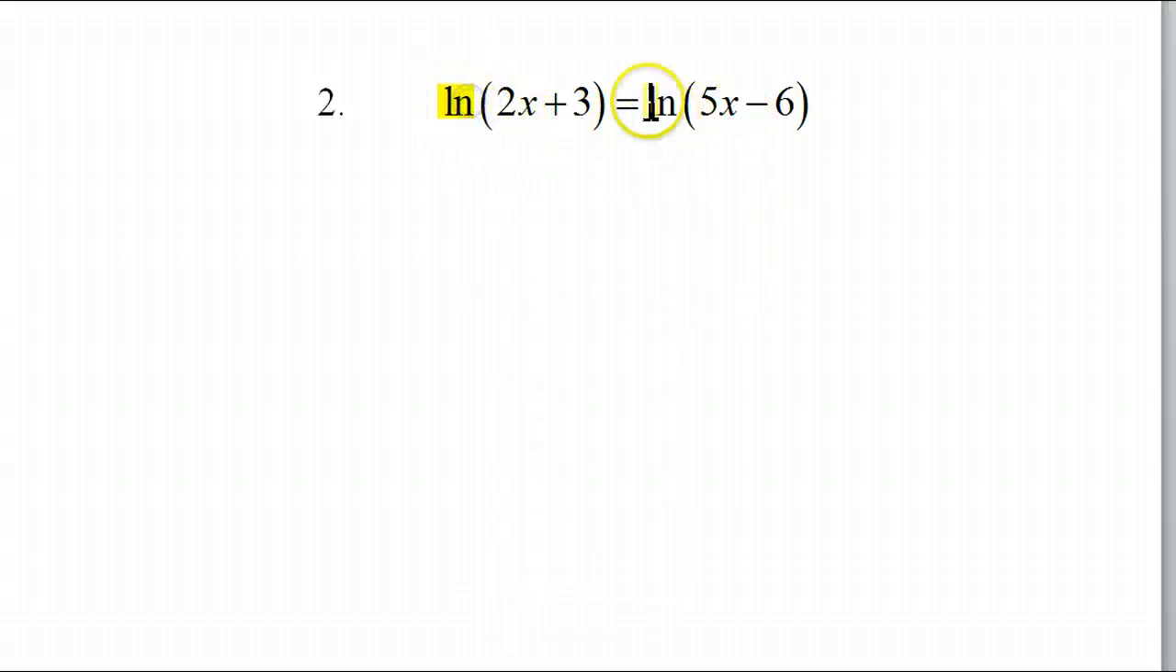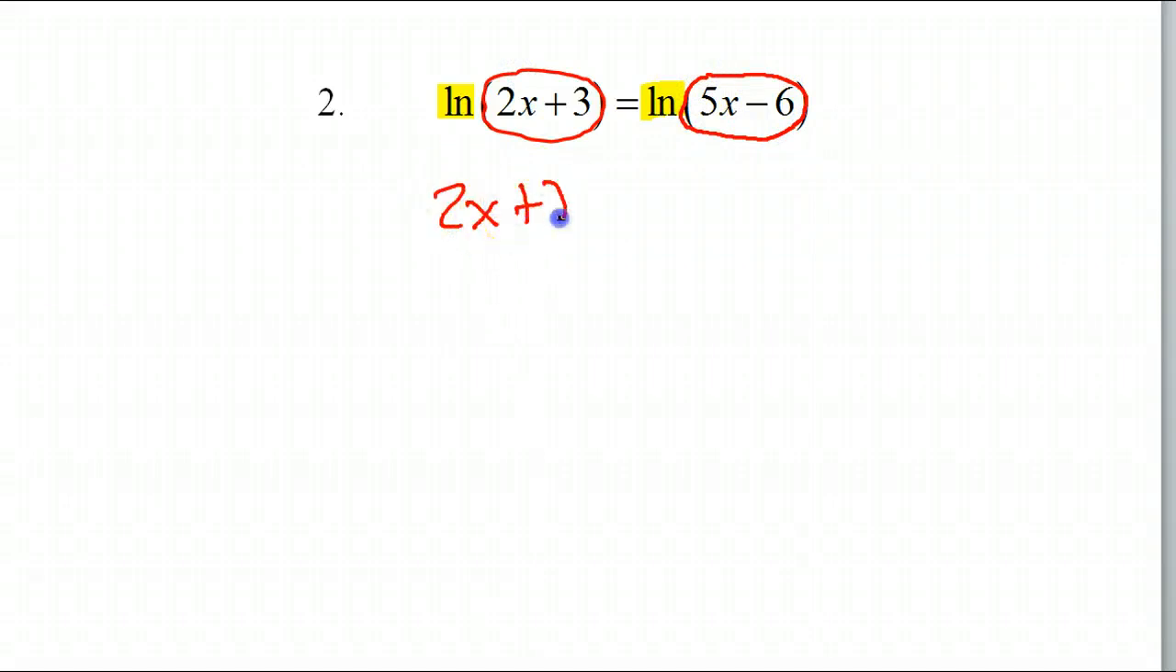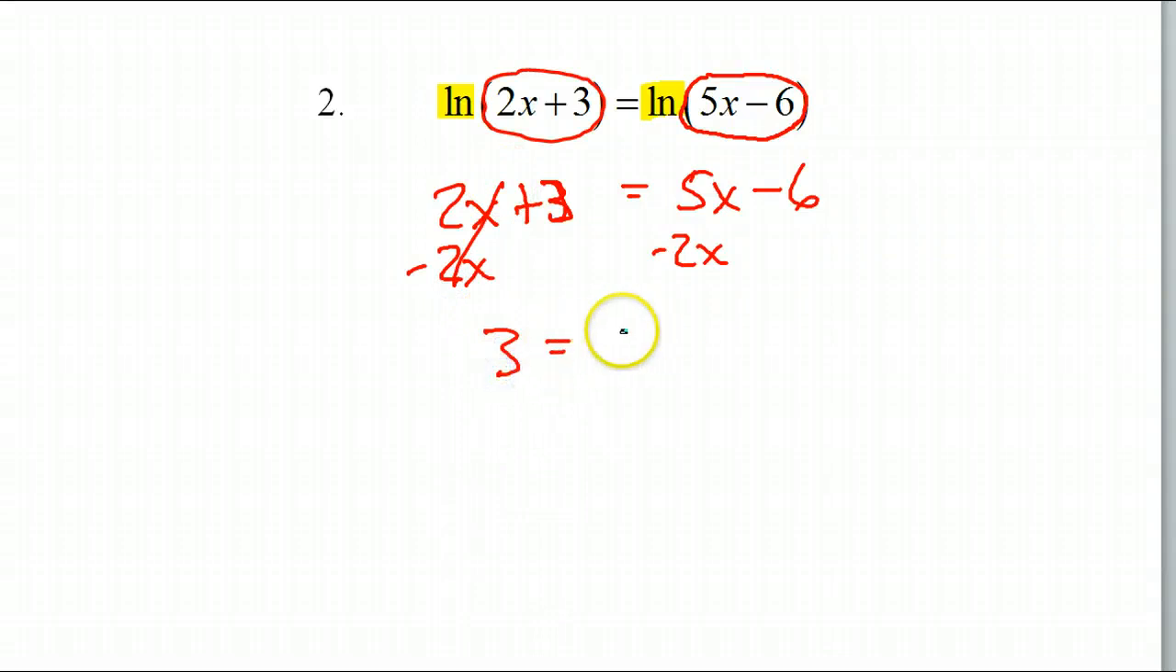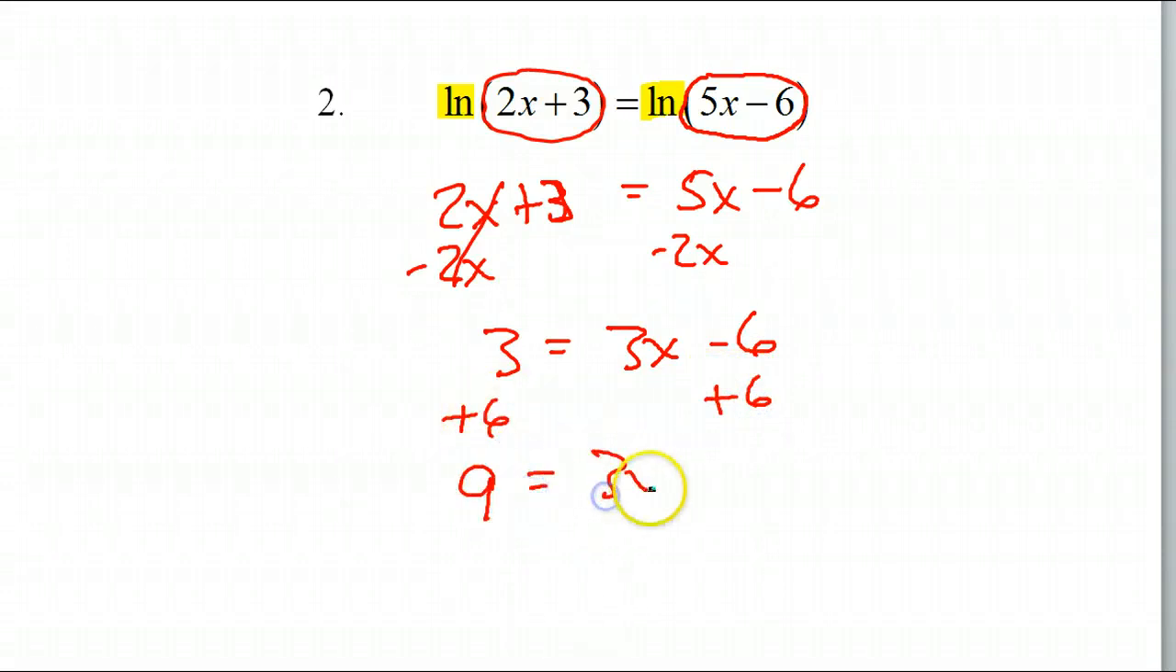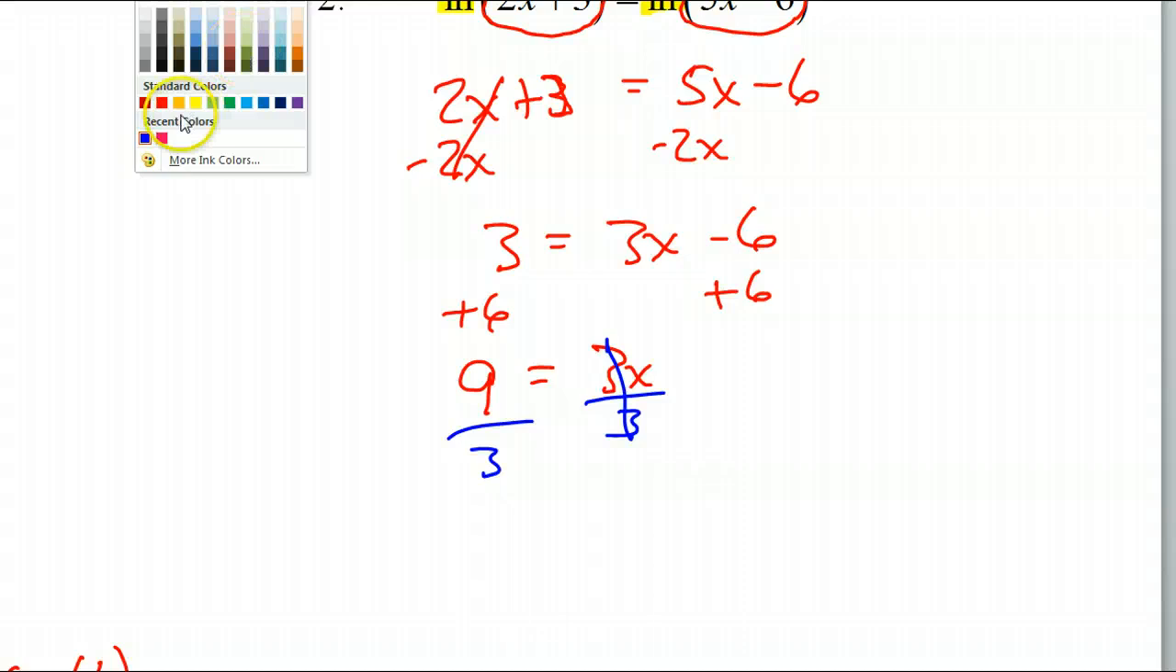The log part is the same, so that means this part must be the same. So 2x plus 3 must equal 5x minus 6. Subtract 2x from both sides. So that'll give me 3 is equal to 3x minus 6. Go ahead and add 6 to both sides. So I get 9 is equal to 3x. Divide both sides by 3. And I get x equals 3.